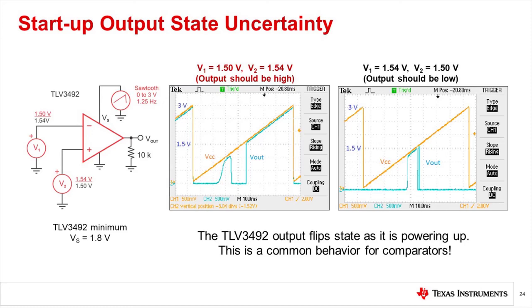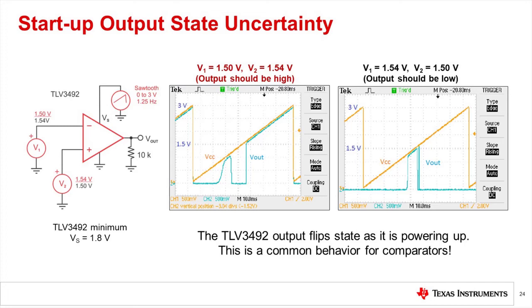And we see that as the supply voltage ramps from 0 to 3 volts, the output actually flips state from a logic low to a logic high, and then back down to a logic low before stabilizing at a logic high once the supply reaches that minimum supply voltage.